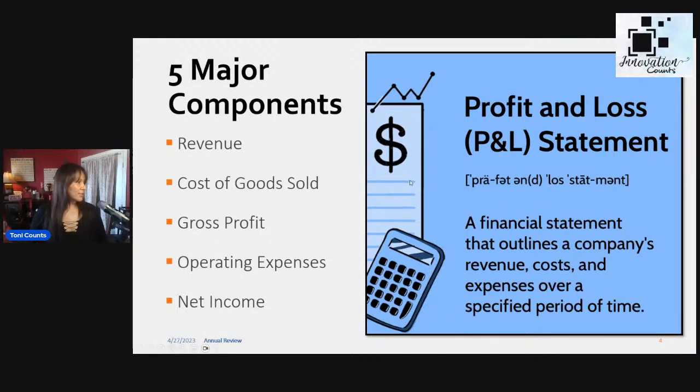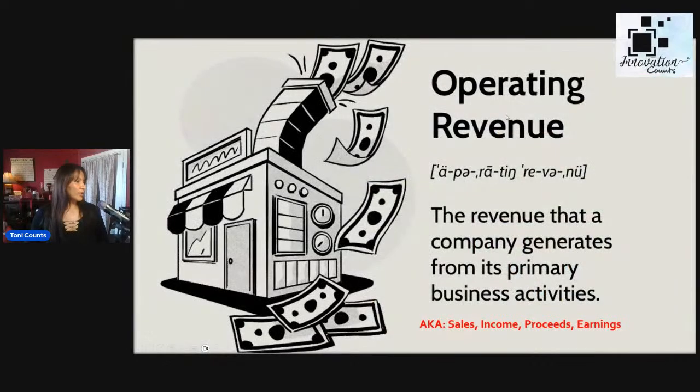All right. Here we go. So starting with the top of the 5 major components, we have our revenue. Revenue is the money that your company generates from its primary business activities. It's also known as sales, income, proceeds, earnings. It's how your business makes money, and that's what's going to show at the top of your profit and loss statement.